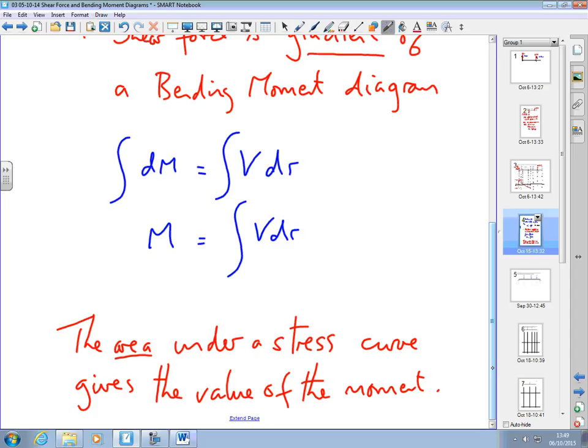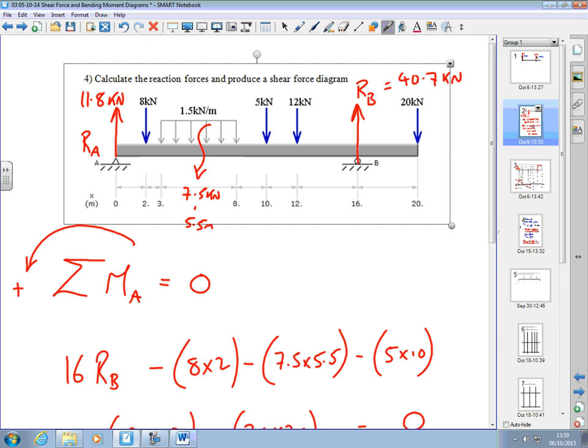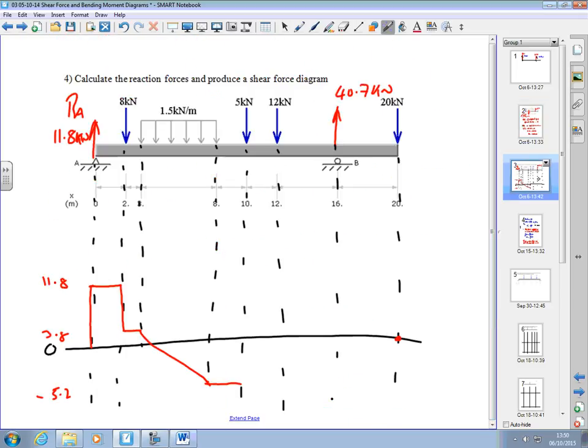And if I want to know what the moment is at any point, I'll find the area underneath the curve. So the shear force is given by the gradient of a bending moment diagram, and the value of the moment is given by the area under the curve. So if we draw a shear force diagram, we can use that to work out the bending moment diagram. We need to find the area underneath the curve at various points. We've just done one. So for this one, we're going to want to find out what the area is underneath here, because that gives us the moment. And the shear force at any point will be the gradient of the bending moment diagram when we get to it.